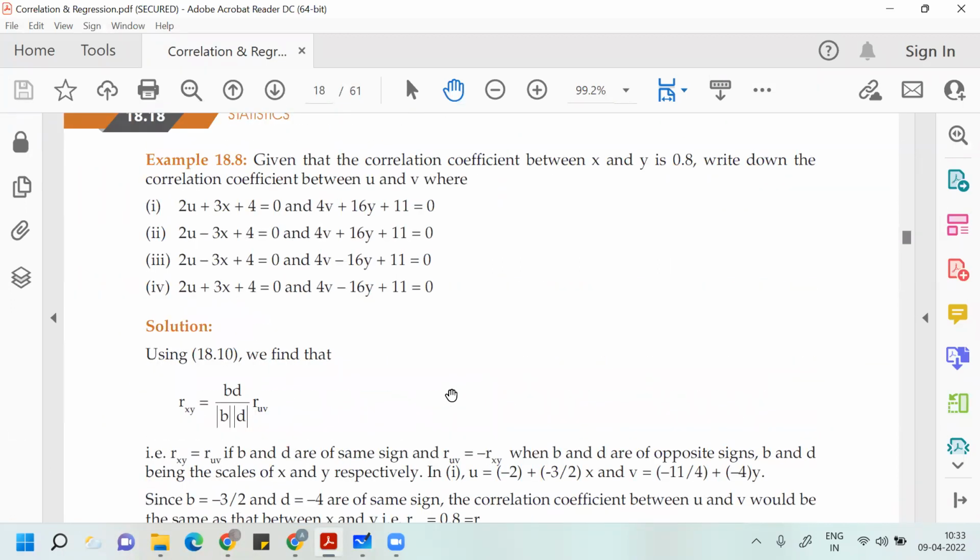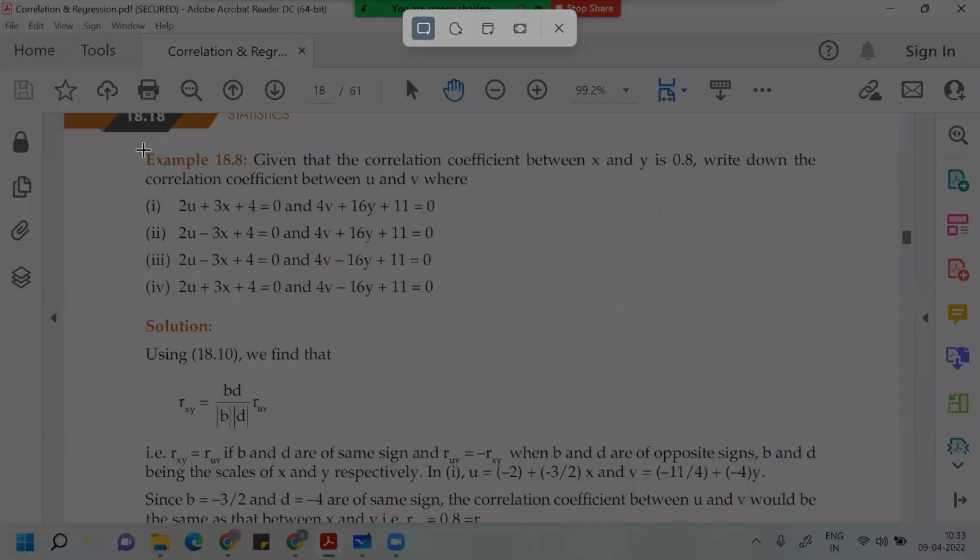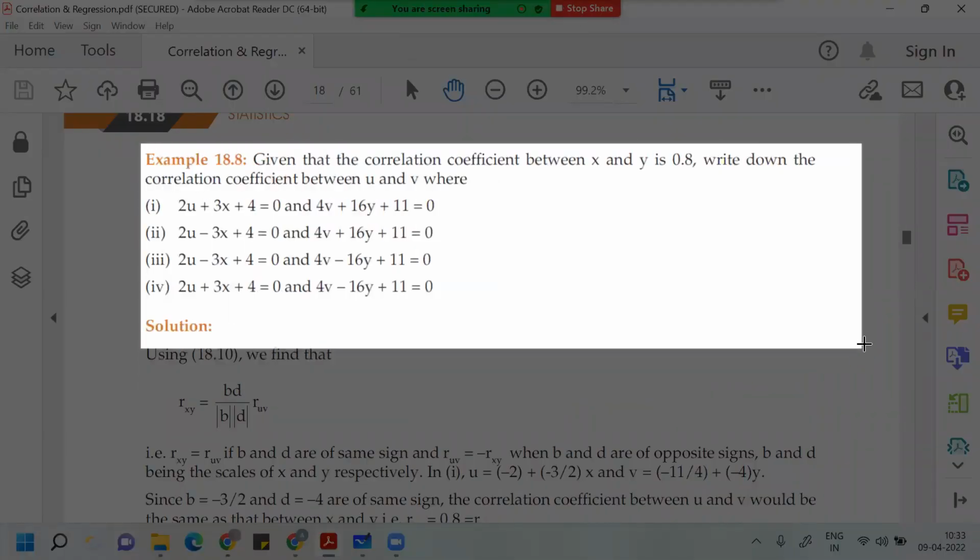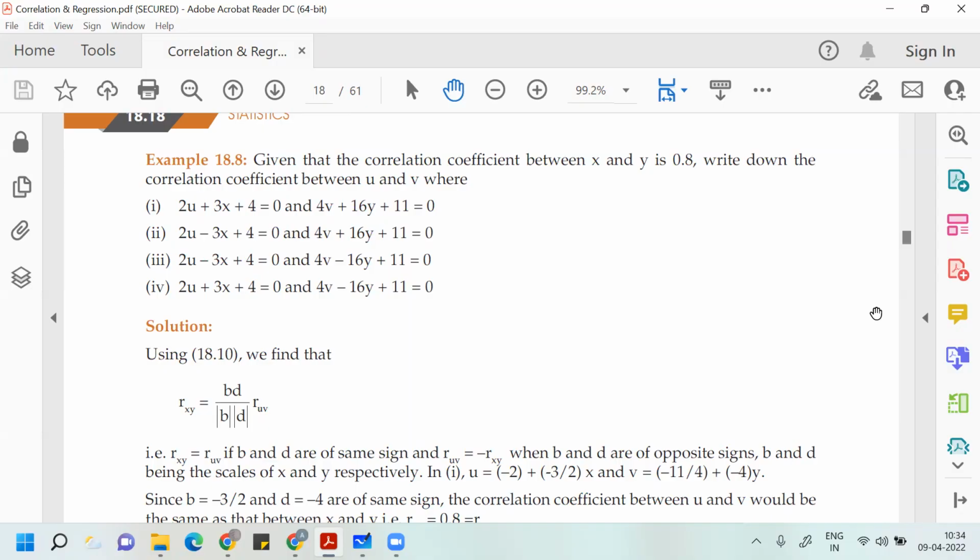Here in this question, they have given us the correlation coefficient between x and y as 0.8, and then we need to find the correlation coefficient between u and v based on these four equations. So this is the problem which I'm going to solve here. Before I do this problem, I just want to give you a small introduction about how we need to proceed with the calculation, guys.